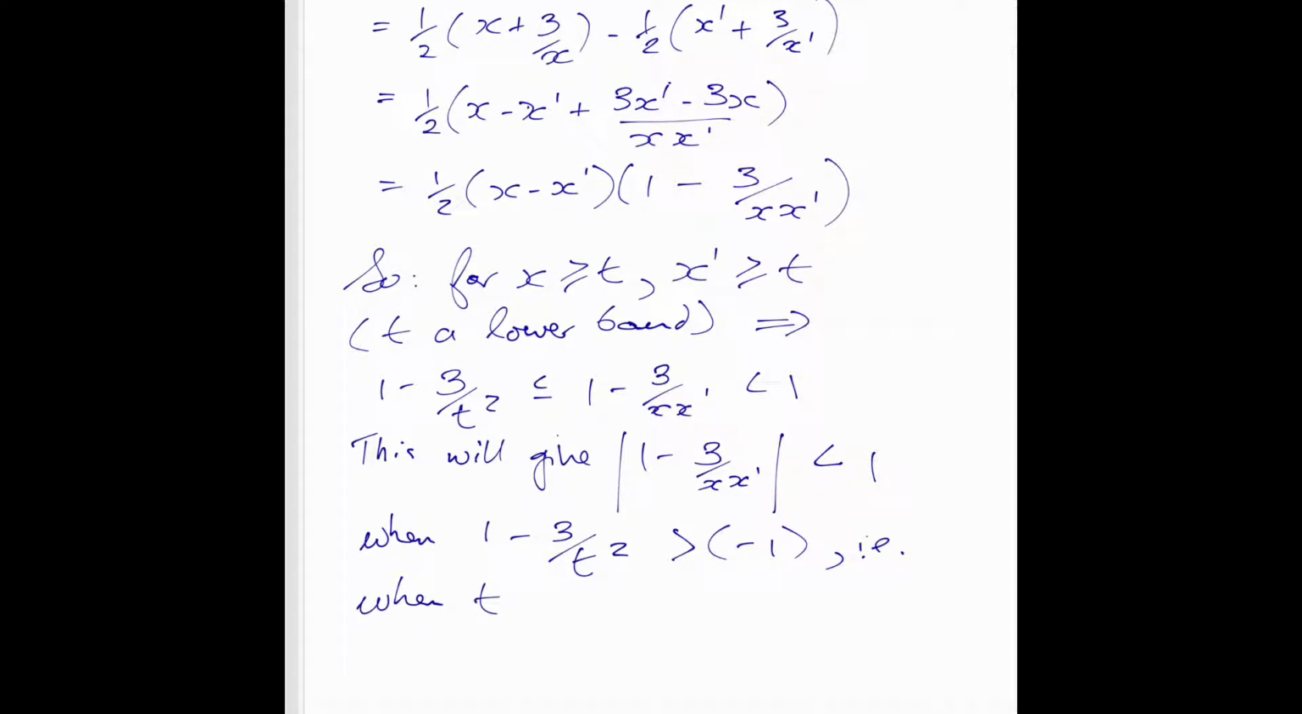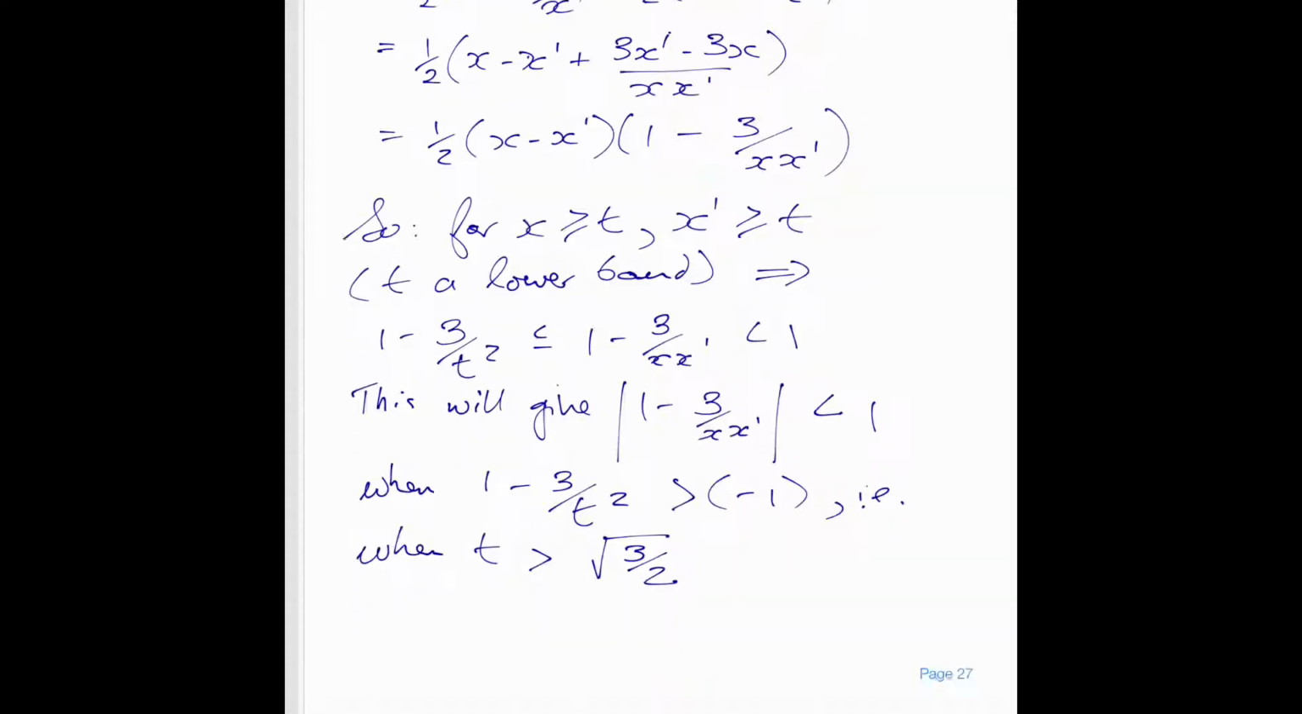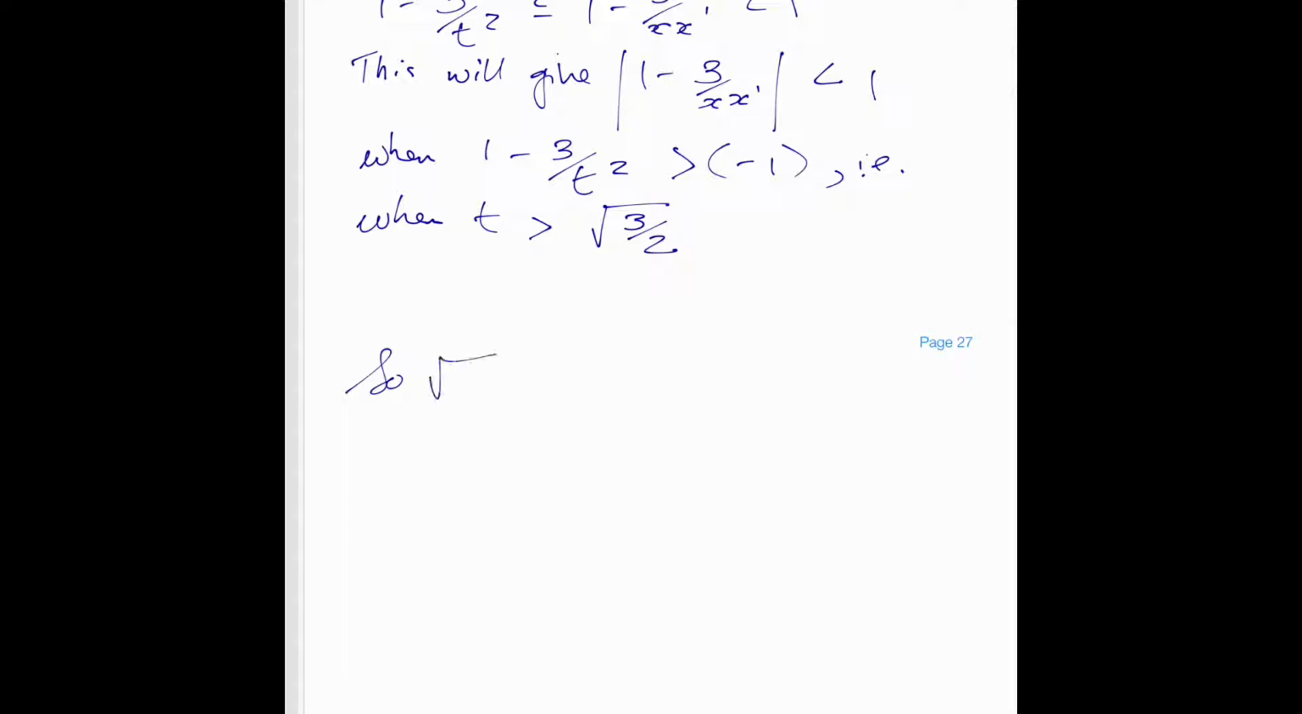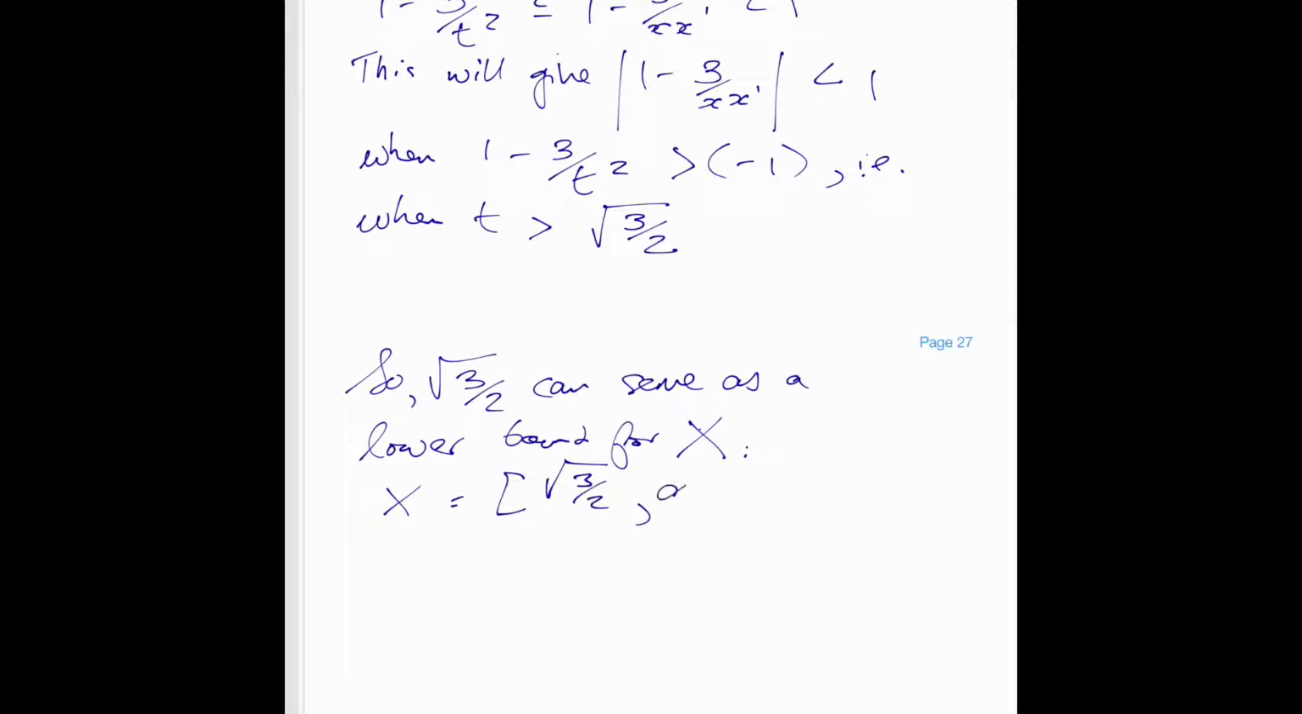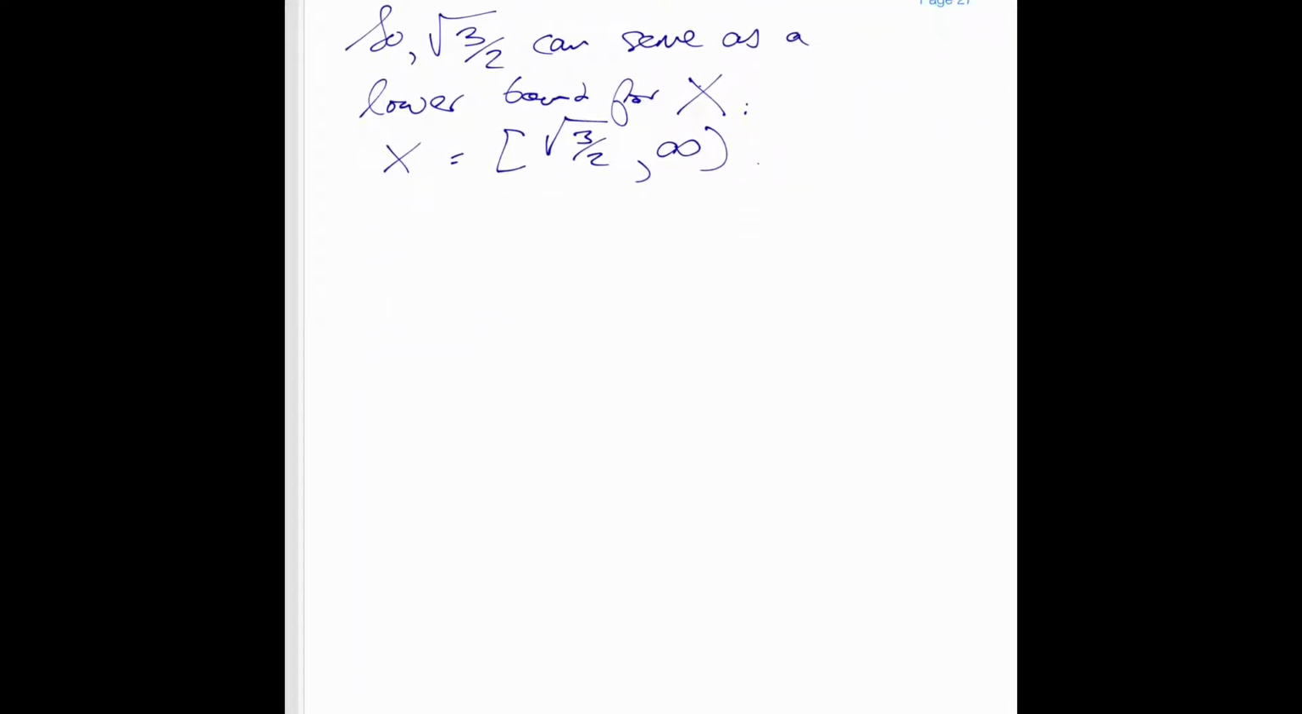i.e. when t is greater than the square root of 3 over 2. So the square root of 3 over 2 could also be a lower bound for the metric space x. So we can write that as the closed interval, closed on the lower bound of 3 over 2, infinity.